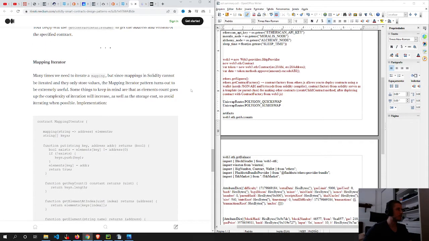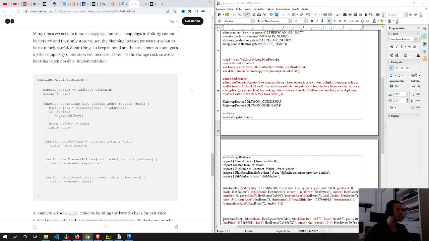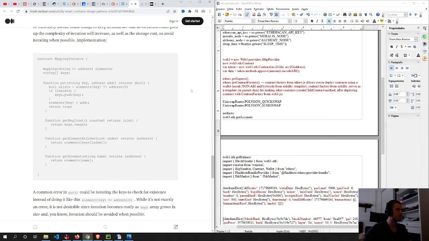Many times we need to iterate a mapping, but since mappings in Solidity cannot be iterated and they only store values, the mapping iterator pattern turns out to be extremely useful. Some things to keep in mind are that as the element count goes up, the complexity of the iteration will increase, as well as the storage costs, so avoid iterating when possible.